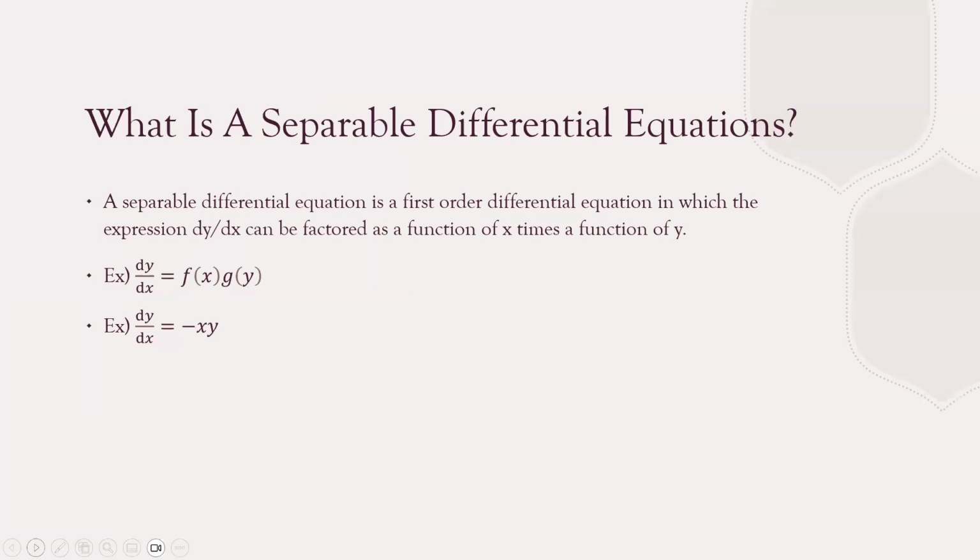Okay, so what is a separable differential equation? A separable differential equation is a first-order differential equation in which the expression dy/dx can be factored as a function of x times a function of y. So for example, dy/dx equals f(x) times g(y). A good example could be dy/dx equals negative x times y. That is how you know you have a separable differential equation.